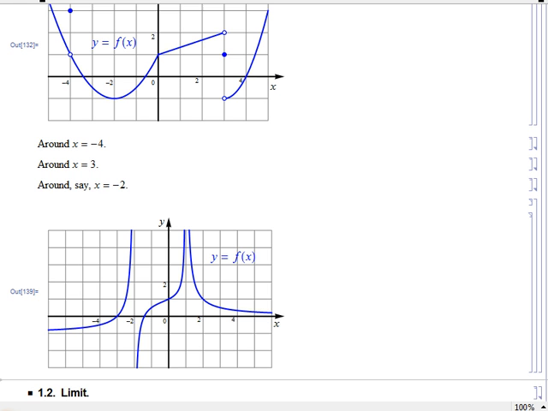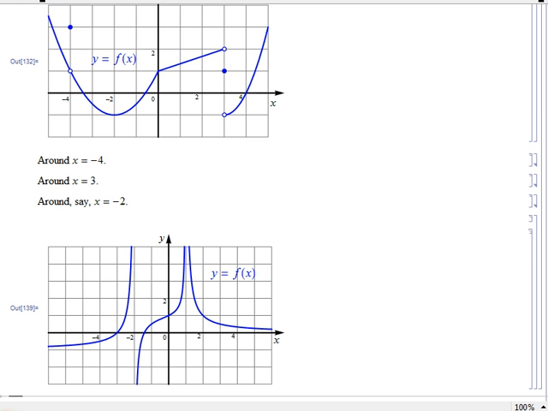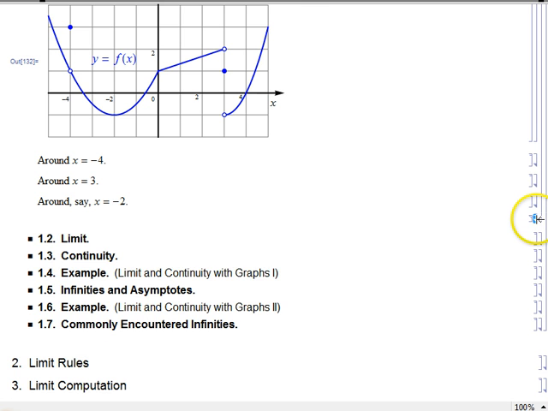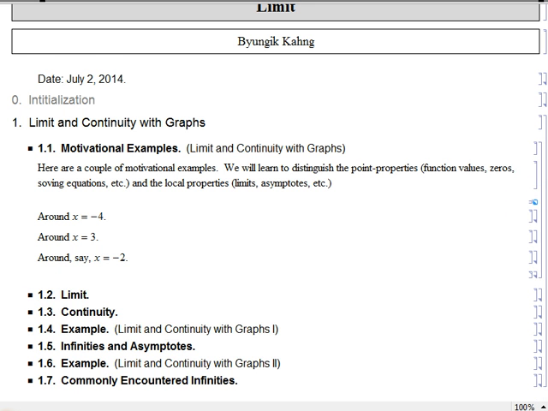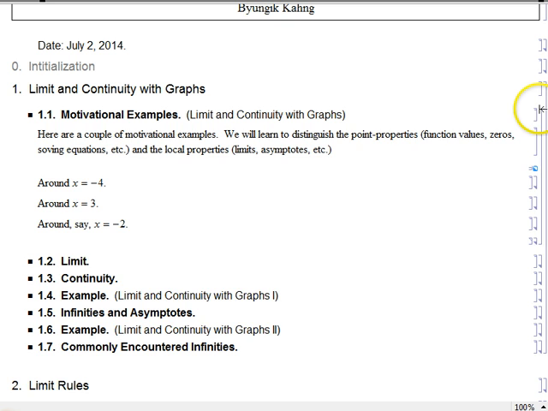What if x approaches infinity instead of y? That's going to be reflected by horizontal asymptotes here. I'm moving to the right-hand side or the left-hand side. We're going to come back to these in a moment. Let's talk about some formal notations first.